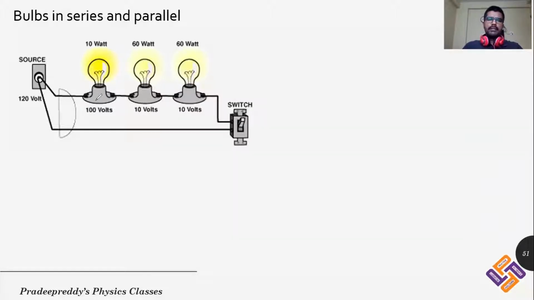So we have three bulbs. All three are alternately connected such that one terminal is connected to positive and the other terminal is connected to negative. Remember that these bulbs are connected in series. These are in series combination.